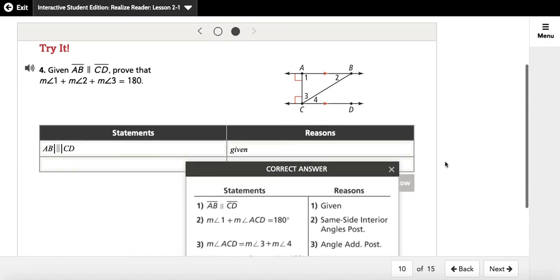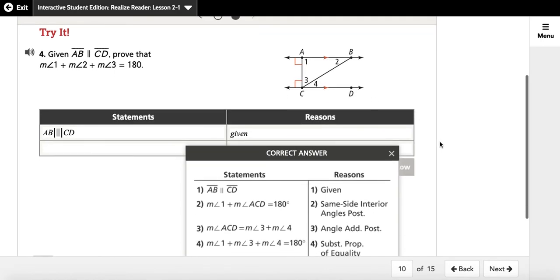Next, they have the measure of angle ACD is equal to the measure of angle 3 plus the measure of angle 4. That's the angle addition postulate. That's kind of what I was insinuating there, that we can break that up into 3 and 4. So now we could say 1 plus 3 plus 4 adds up to 180. That's substitution. All we need to do now, if you look at the difference between 1, 2, 3 and 1, 3, 4, is we just need to replace 4 with 2.